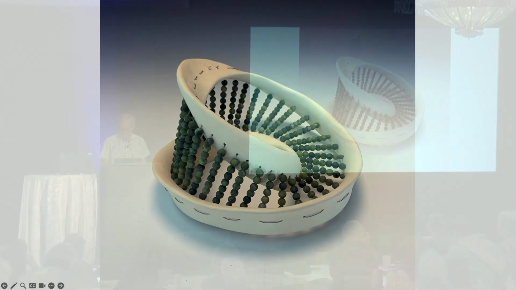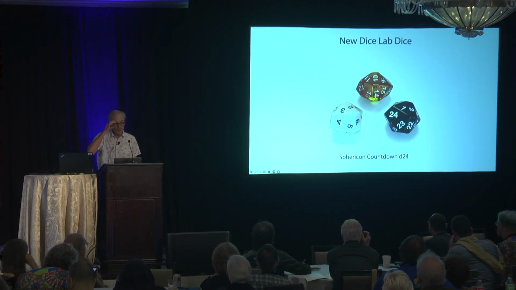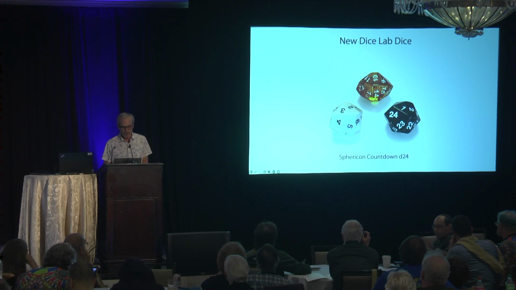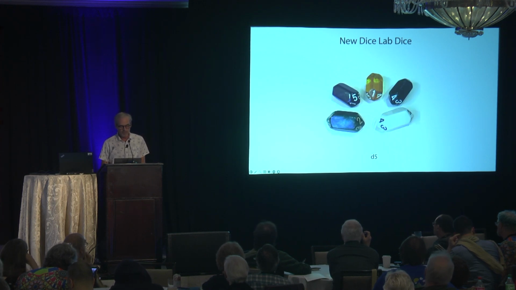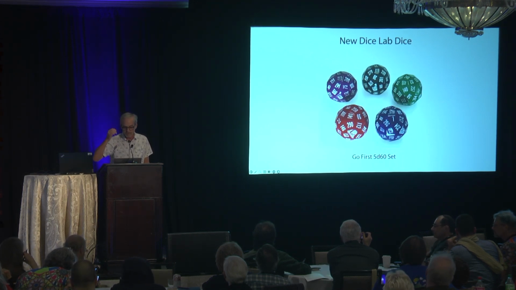And then new dice products since the last meeting. We have a Countdown D24. This is in the form of a sphericon. We have a 5-sided die, and also some new D4s in the form of solids of constant width. And then finally, the 5 dice gopher set that Eric Harsberg talked about this morning.